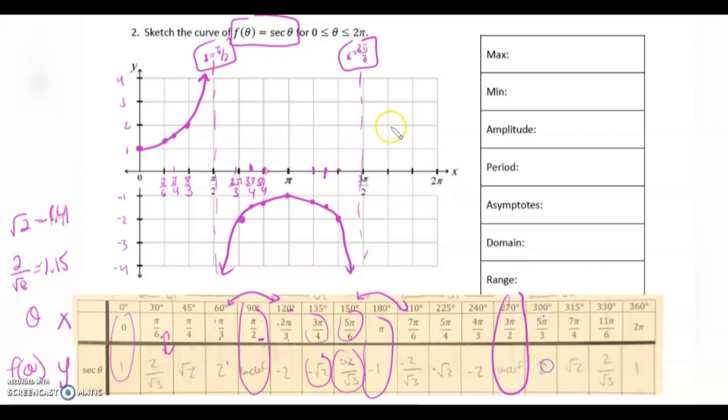Okay, 5 pi by 3, 2. 7 pi by 4, root 2. 11 pi by 6, 2 over root 3. And then we have 1.